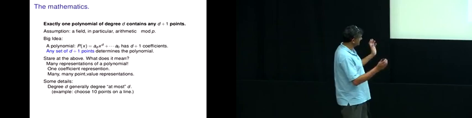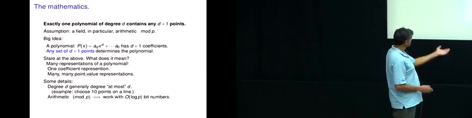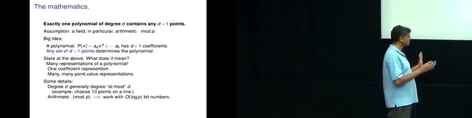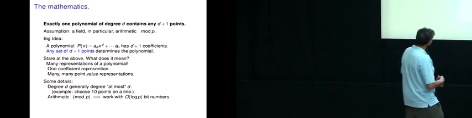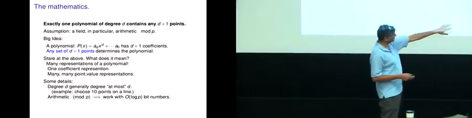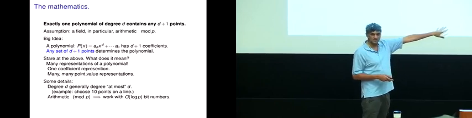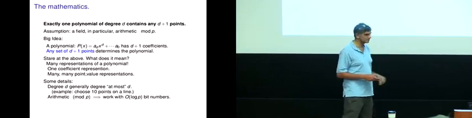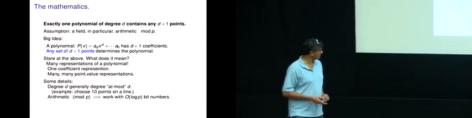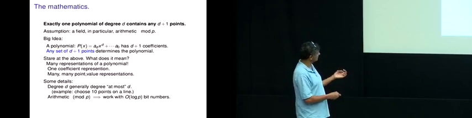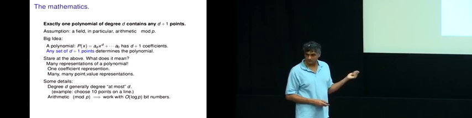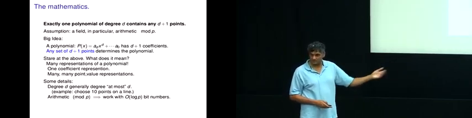Okay, generally a degree d means at most d. These are details, not a big deal. If you get confused by at most d, just think d or less. When we do arithmetic modulo p, we're working with numbers that are smaller, and the representation of those numbers is smaller. So in some sense, each one of these is a log p bit number. So the amount of information is d log p.